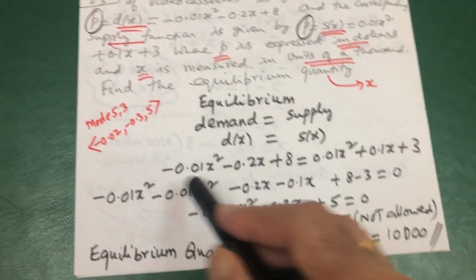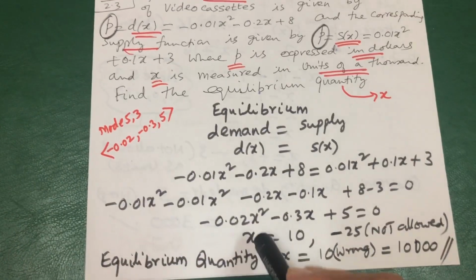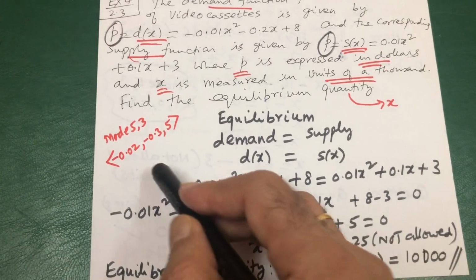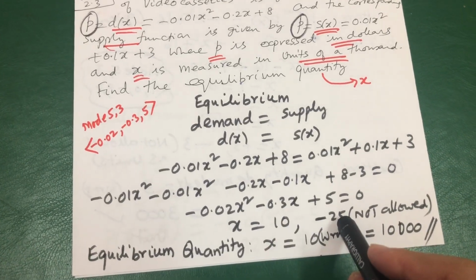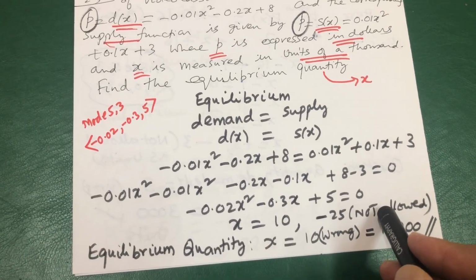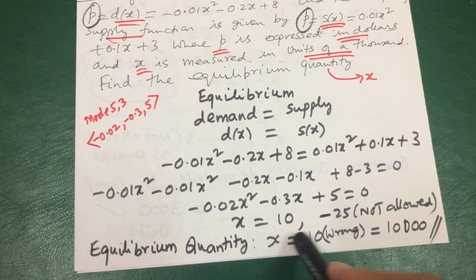Use the calculator's mod 5 3 mode. You put these values in: 1, 2, 3. You get x equal to 10 and minus 25. Minus 25 is not allowed, not applicable. So x is equal to 10.